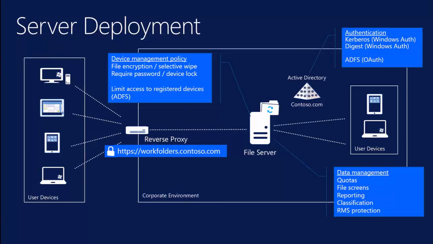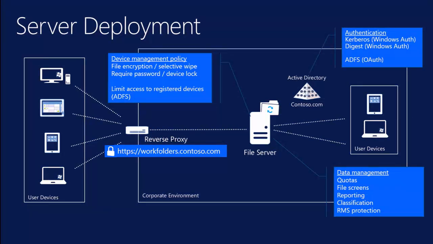Then as we move into the organization, between the file server and the devices, of course, if the devices are outside of the organization, you need to go through some proxy. We're using HTTPS from the devices. You need to go through some proxy, or you can also use firewall rules to get into the file server.